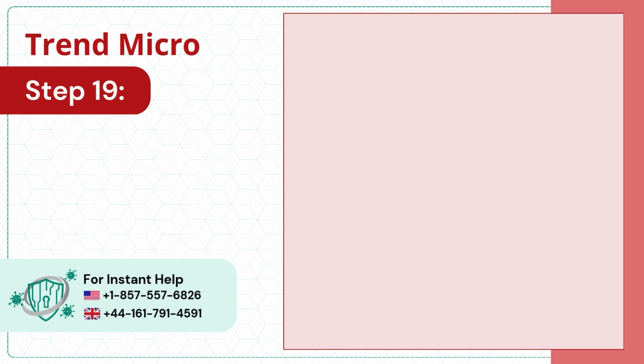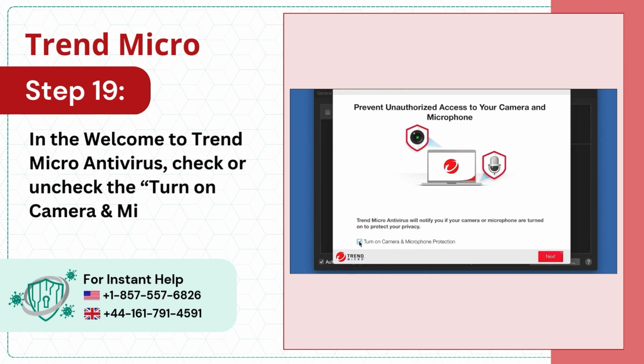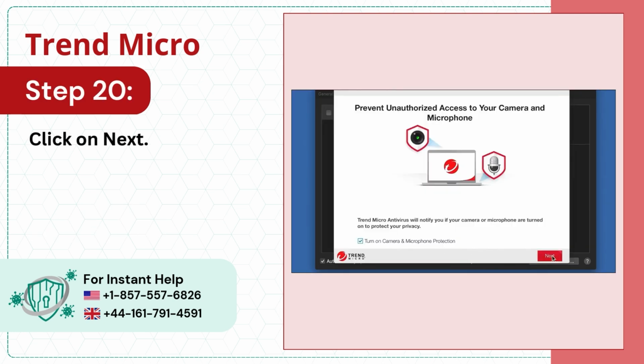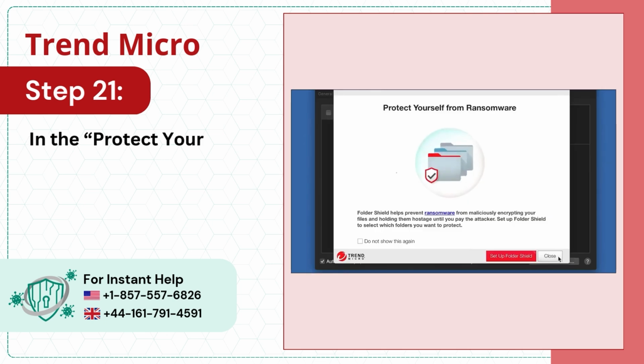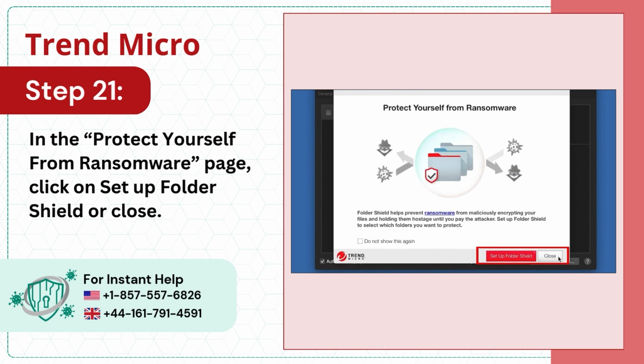Step 19. In the Welcome to Trend Micro Antivirus, check or uncheck the Turn on Camera and Microphone Protection box. Step 20. Click on Next. Step 21. In the Protect Yourself from Ransomware page, click on Setup Folder Shield or Close.